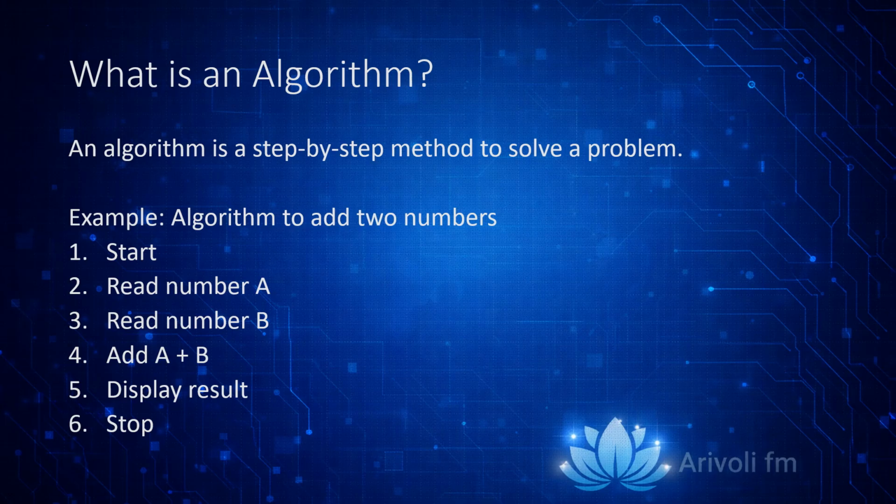For example, an algorithm to add two numbers. Start, read number A, read number B, add A plus B, display result. Stop. These are the 6 steps we write before we start writing the code.